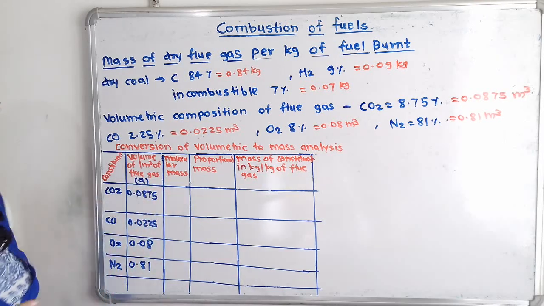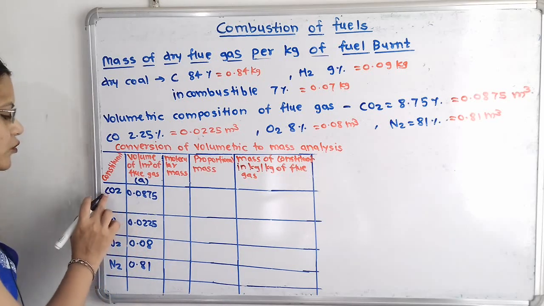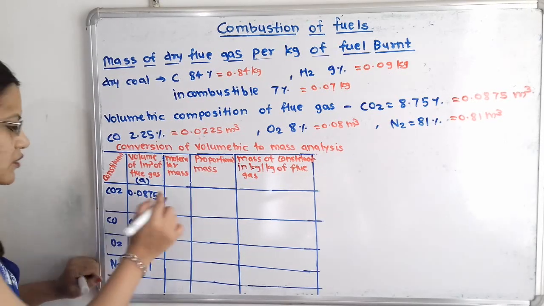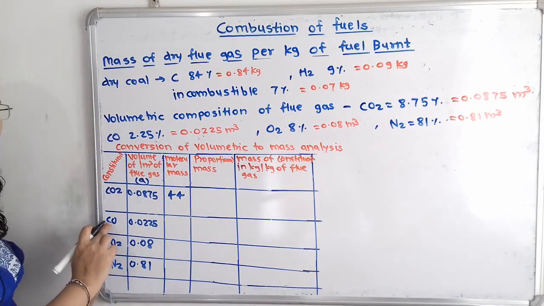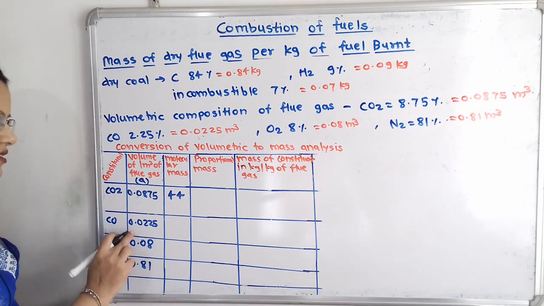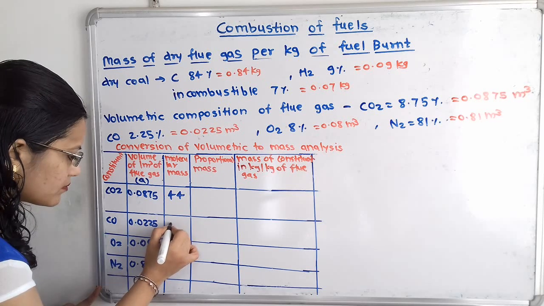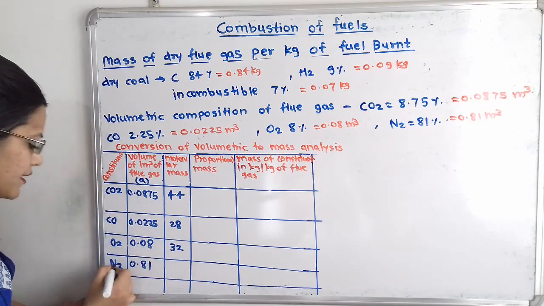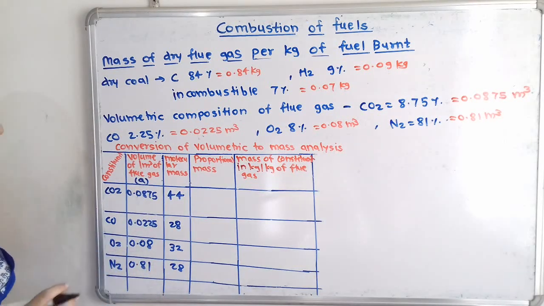Now the molecular mass that we have to calculate. So CO2, that means one atom of carbon plus oxygen, that is 12 plus 32, so 44. CO, that is carbon plus oxygen, that is 12 plus 16, so 28. Then oxygen is 32 and N2 is 28. So these are the molecular masses that we have to write.